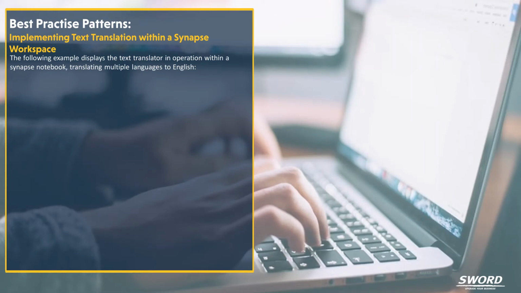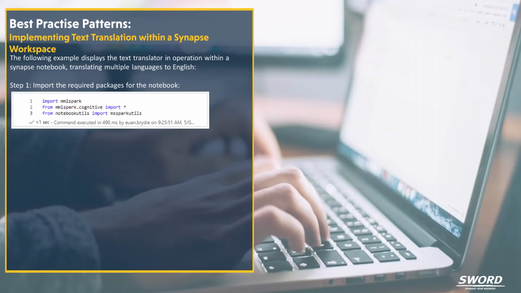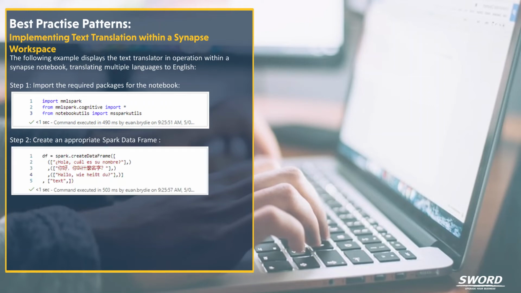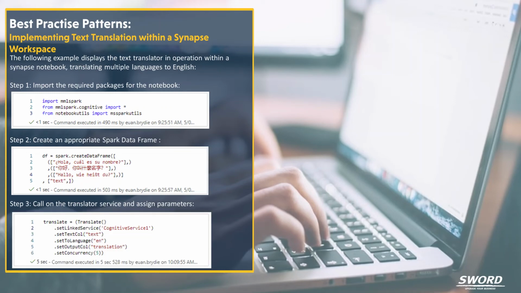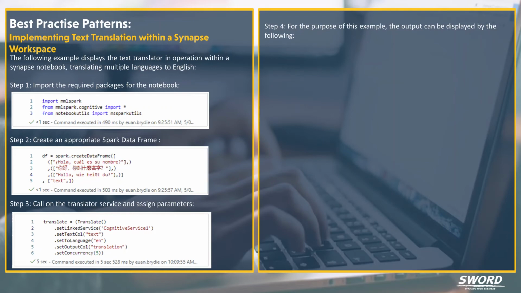The following example displays the text translator in operation within a Synapse notebook, translating multiple languages to English. Step 1. Import the required packages for the notebook. Step 2. Create an appropriate Spark data frame. Step 3. Call on the translator service and assign parameters. And step 4. For the purpose of this example, the output can be displayed by the following.